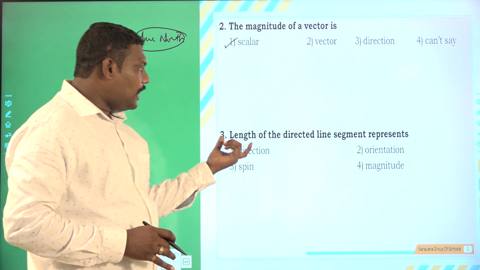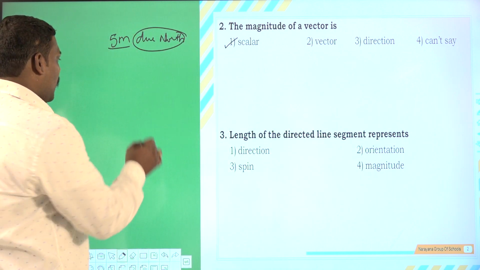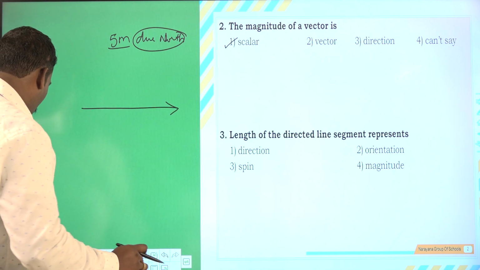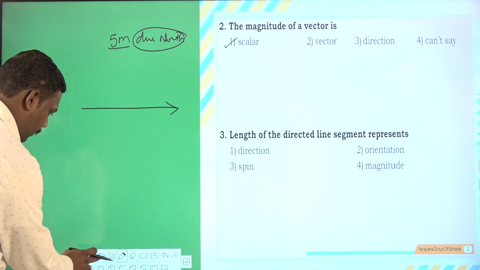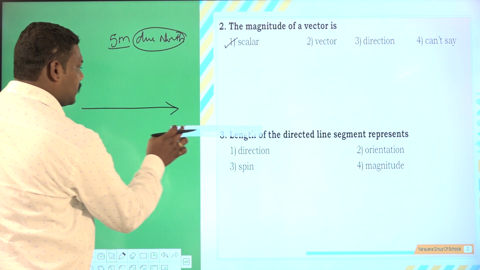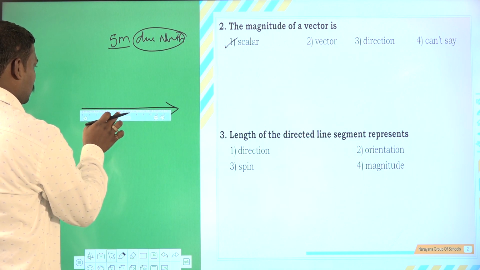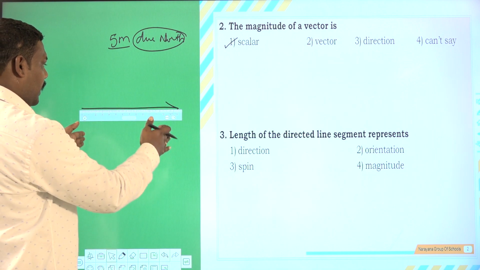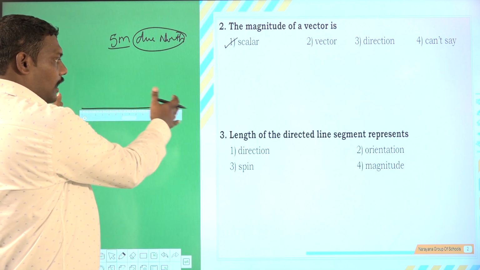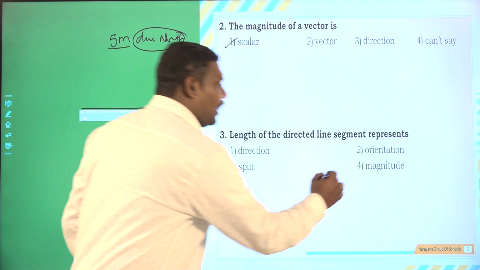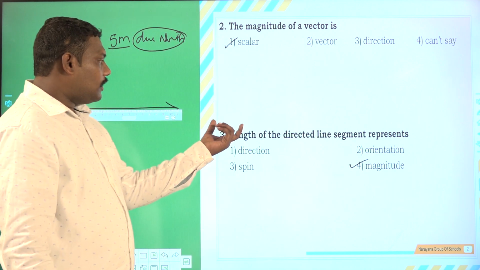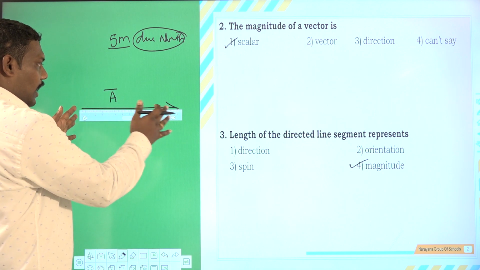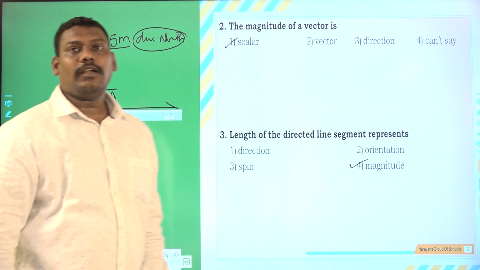Okay? Right. Length of the directed line segment. Okay? Let us say I have drawn the directed line segment to represent a vector. Now if I want to see its length, let us see its length. It's around 14 centimeters. Okay, this 14 centimeters will represent the length, and that length is nothing but the magnitude. So the length of the directed line segment, this is the directed line segment, let us say this for the A vector, the length of it will represent the magnitude of the vector.